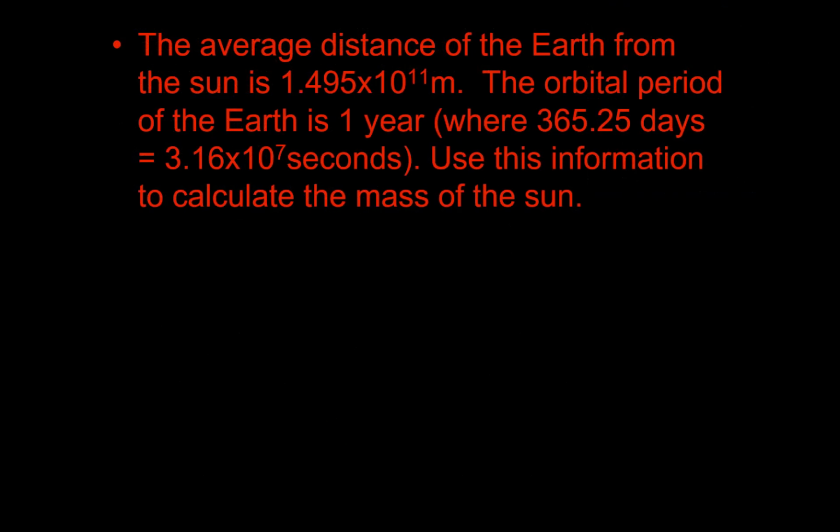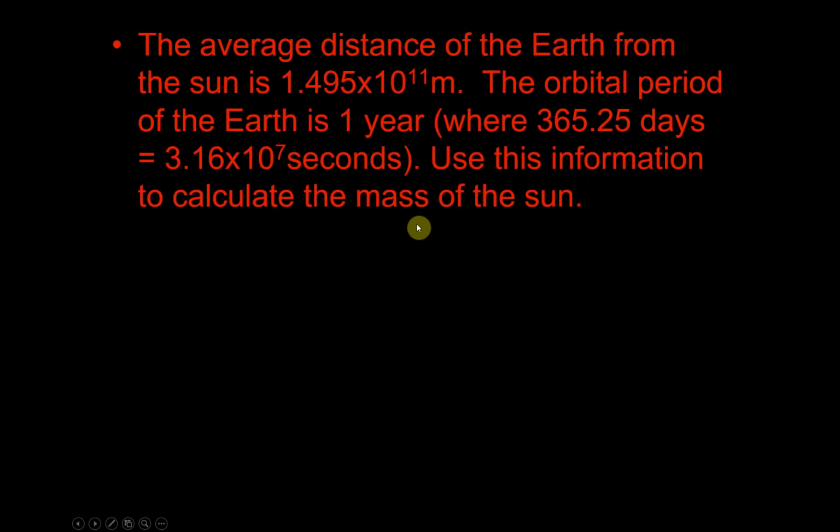Let's take a look at another one. The average distance of the Earth from the Sun is about 1.5 times 10 to the 11 meters. The orbital period of the Earth is a year, with 365.25 days. If we multiply that up, 365 days, we've got 24 hours, we've got 60 minutes in each of those hours, and we've got 60 seconds. That gives you about 3 times 10 to the 7 seconds per year.